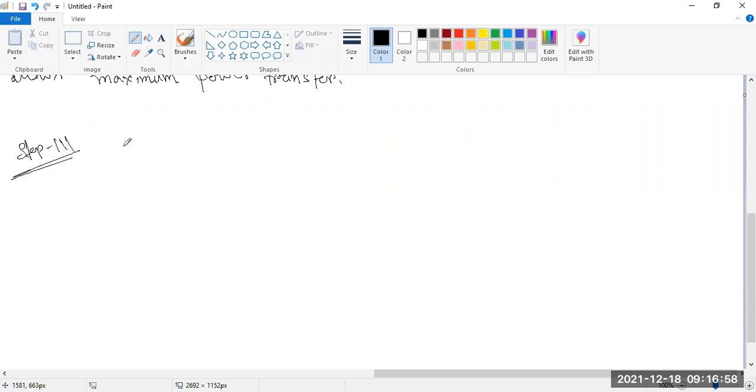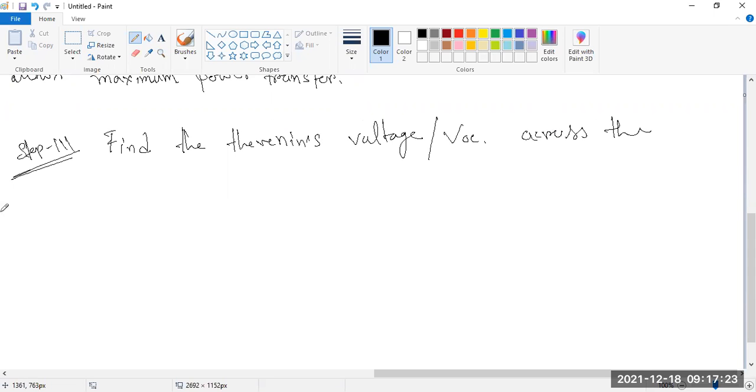Step 3: now find the Thevenin's voltage, or you may say VOC. You have to find out this voltage.